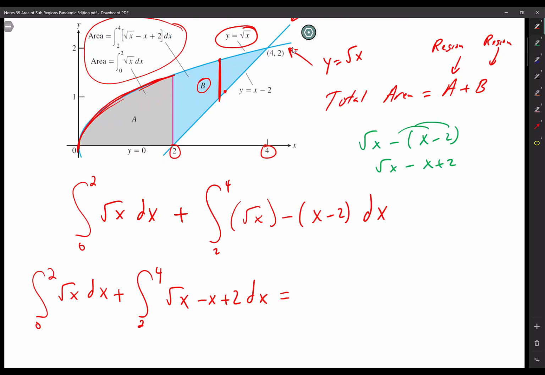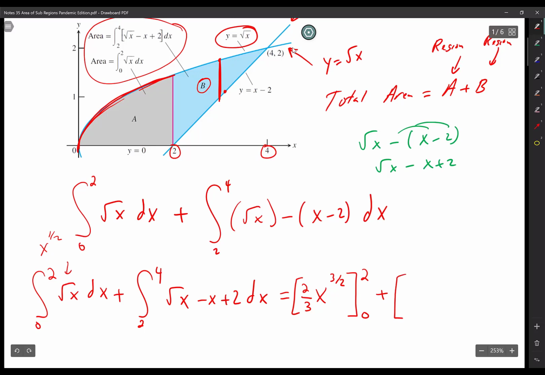Antiderivative. Remember that the square root of x is x to the half. So I'm going to add 1 and divide by that. So x to the 3/2 divided by 3/2. That's the same thing as multiplying by 2/3. I put this in a little bracket. I put 0 to 2 because I've got other terms that are going to be coming in. Plus, I open up a bracket.